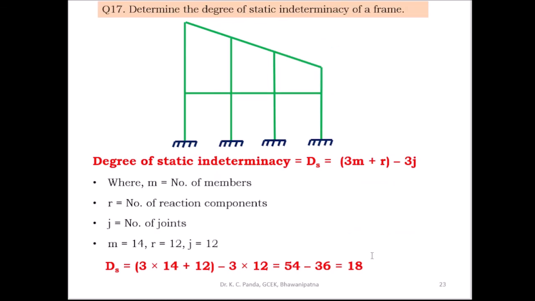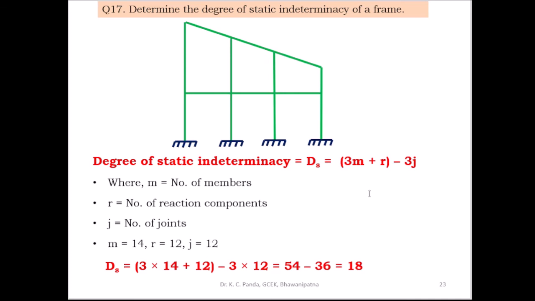Then coming to the next example, these are the fixed supports, and these are the members, vertical, and these are the horizontal members. So first find out the number of members, 1, 2, 3, 4, 5, 6, 7, 8, 9, 10, 11, 12, 13, 14. Number of members is equal to 14, and number of reaction components is equal to 3 plus 3 plus 3 plus 3, that is 12, and number of joints is equal to 1, 2, 3, 4, 5, 6, 7, 8, 9, 10, 11, 12. J is equal to 12.